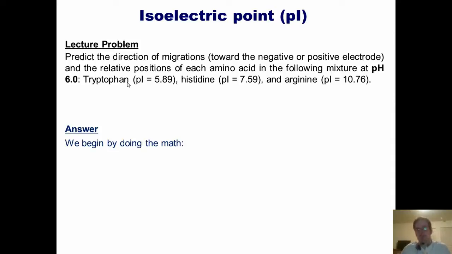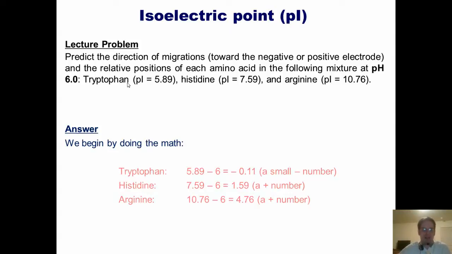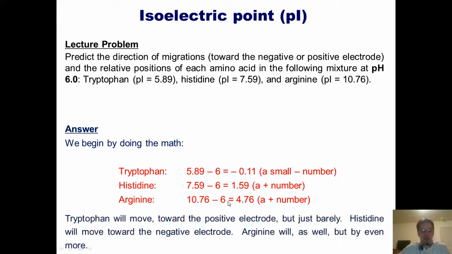So here we go. Once again, we begin by doing the math. The difference between tryptophan's isoelectric point and the pH is negative 0.11, which is a small negative number. Between histidine's, 1.59, a positive number. And between arginine's, 4.76, a positive number. What does that mean? It means that tryptophan will move toward the positive electrode, but just a tiny amount, because it's got this small negative number. Histidine will move toward the negative electrode. Arginine will as well, but by an even larger amount than histidine.